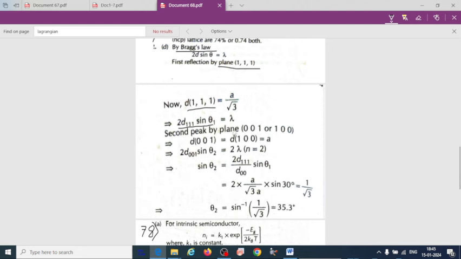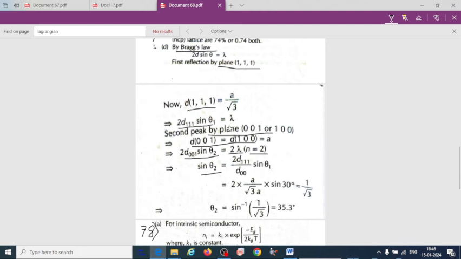So to get the value of theta 2, the second peak by plane is either 0 0 1 or 1 0 0. Then the interplanar spacing for this plane is equal to what? Only a, because the other two terms are 0. Then for this Bragg's law is going to be given by 2d sine theta equal to n lambda. So sine theta 2 is equal to what? 2 d111 divided by d001 sine theta 1.